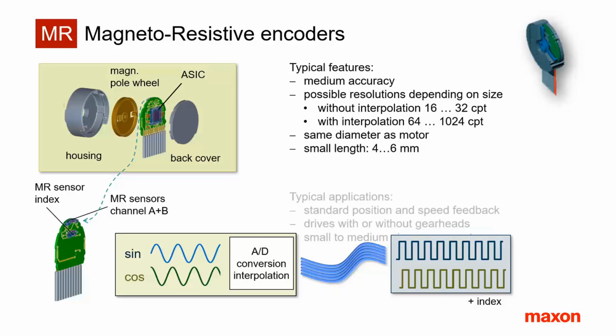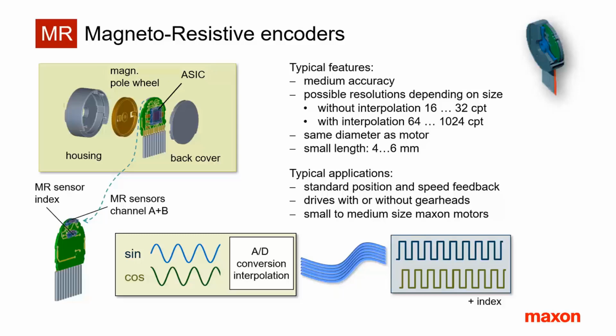However, it is still the perfect encoder for many standard applications that don't require excessive precision, in particular in combination with gearheads or other drive mechanics that exhibit backlash and elastic behavior. The MR encoder exhibits a small size. Generally, its housing has the same diameter as the motor, and the motor length is increased by just a few millimeters. MR encoders can be found on older maxon motor families.